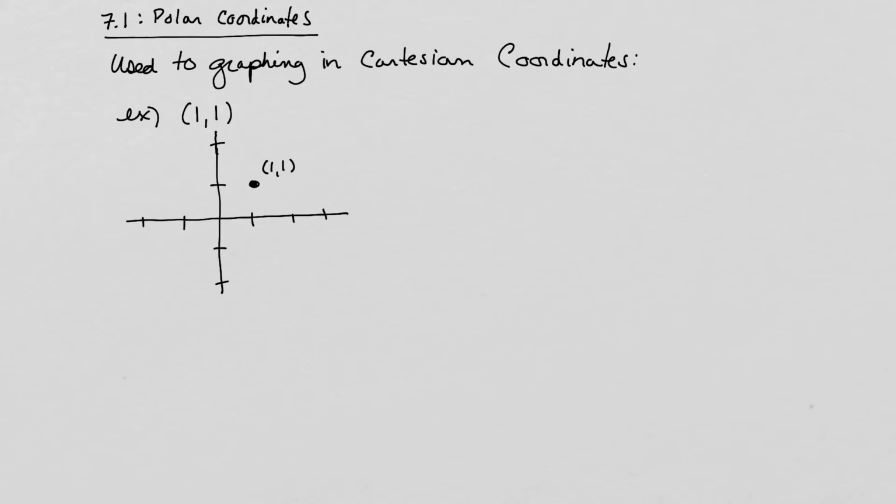The other way to refer to that point is to think of it as sitting on a circle of a certain radius, at some angle theta. So basically we're going out some radius, and then rotating to get up to this point.